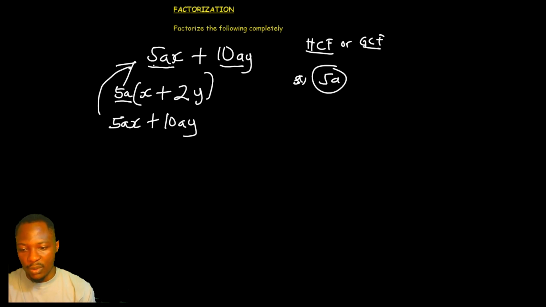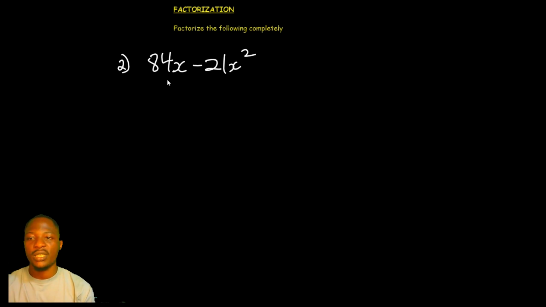Let's consider the second one. Now for the second one, we have 84x minus 21x squared. So the question is 84x minus 21x squared. Now here we need to find the highest common factor or the greatest common factor between 84x and 21x squared. The first one is that, as you can see, we have x here and also x here, which means that x is a common factor. So let's put the x there. Now the numbers here, the smaller one is 21 and the bigger number is 84.